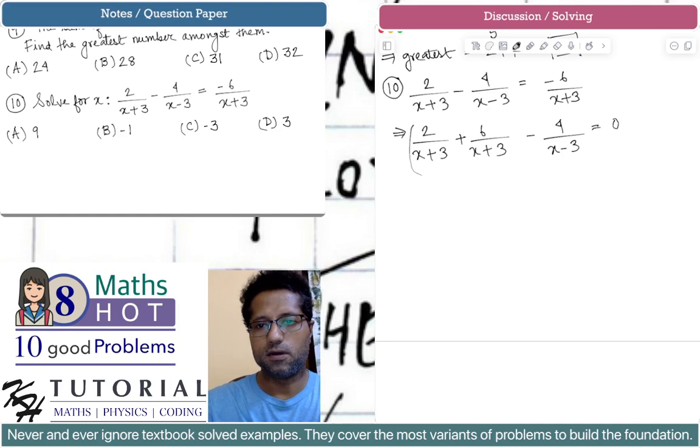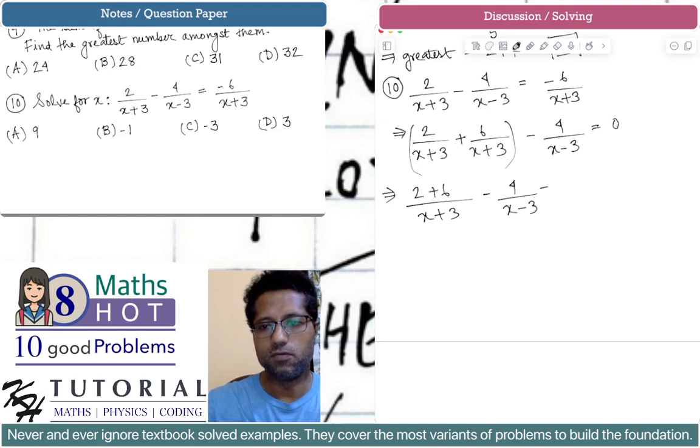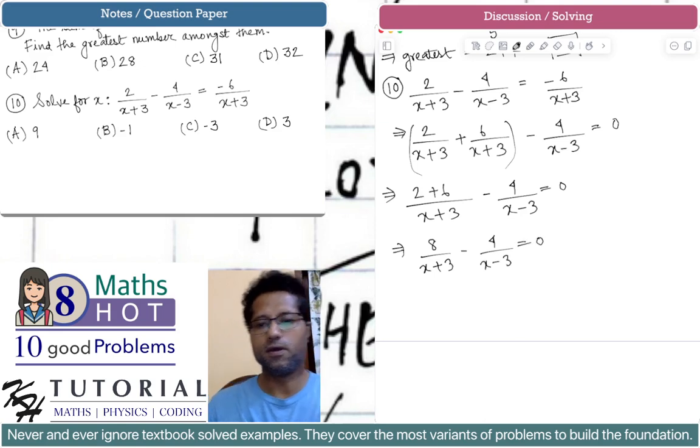Now let's simplify the first two terms, as they have the same denominator, that is x plus 3. So this will be 2 plus 6 divided by x plus 3, and we have minus 4 by x minus 3 is equal to 0. So this implies 8 by x plus 3 minus 4 by x minus 3 is equal to 0. From here, how do you proceed?